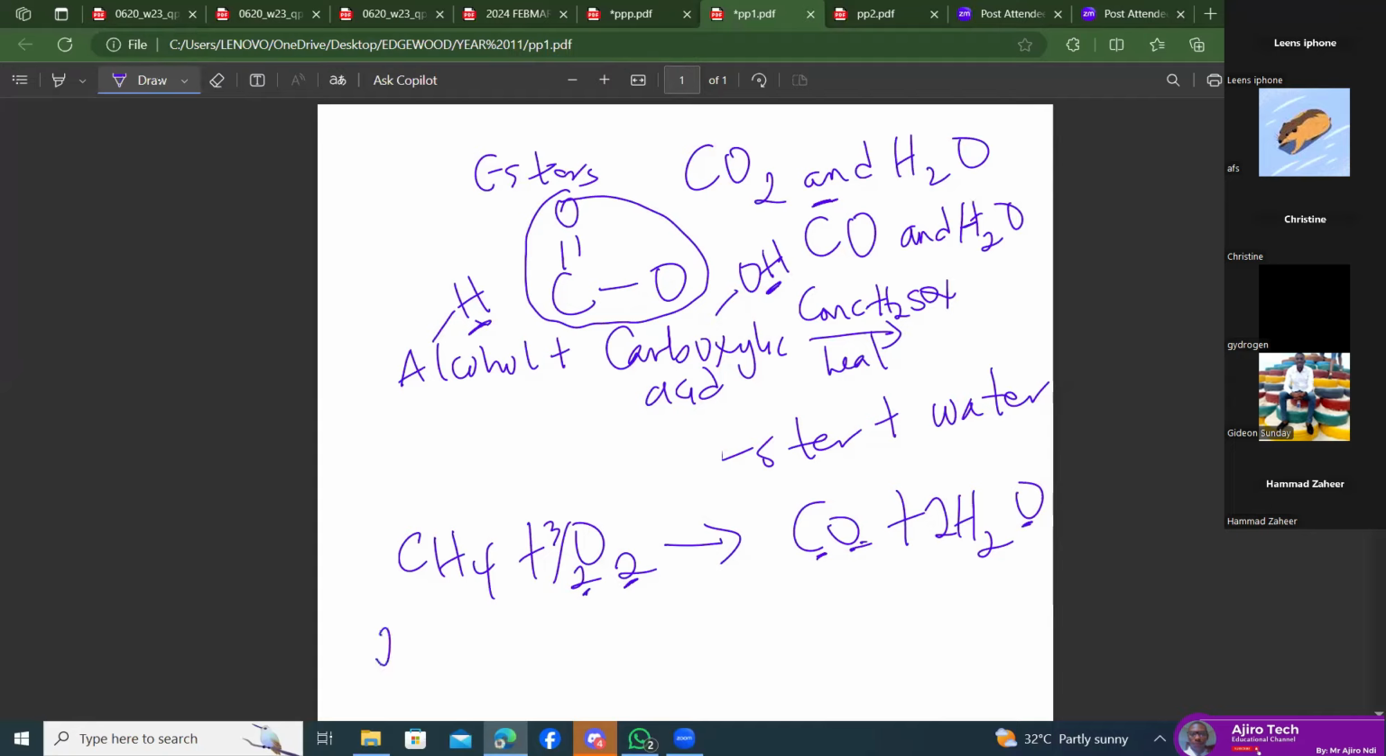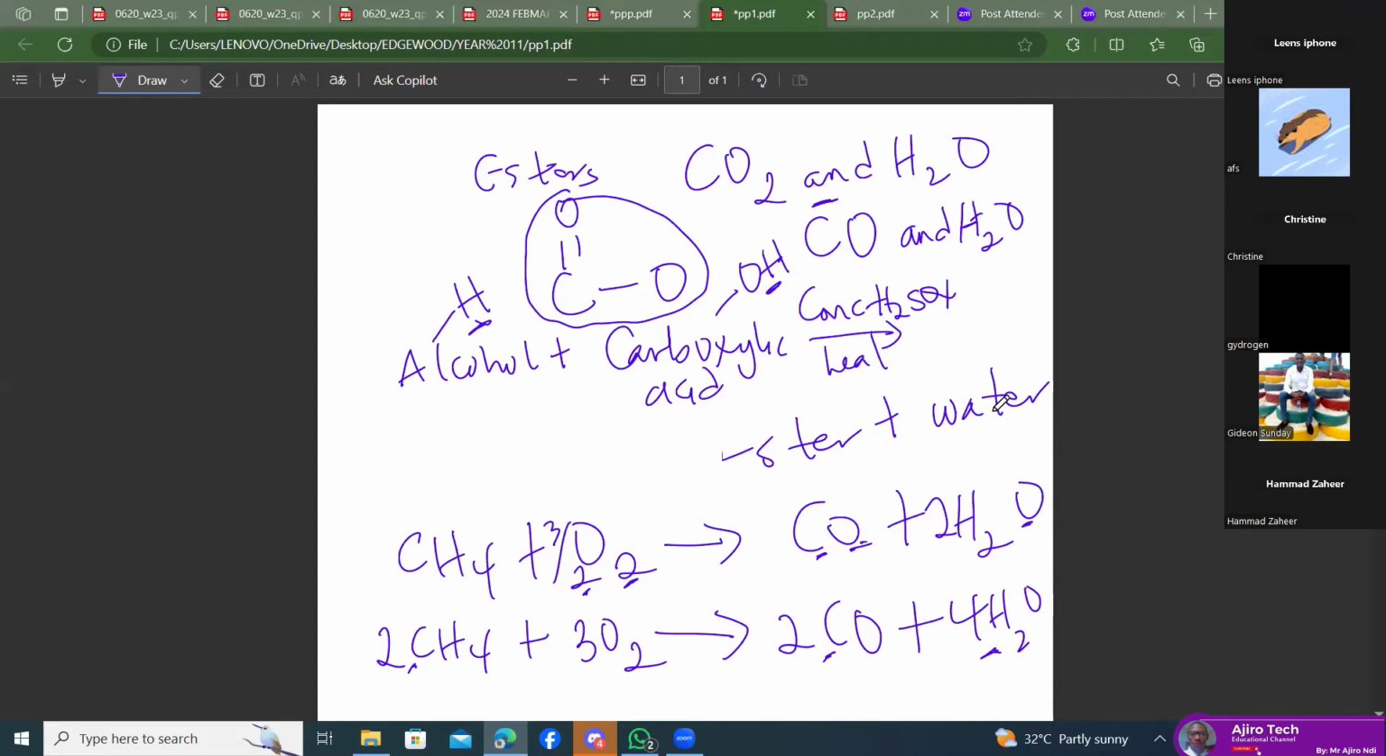We multiply by 2, and we are going to have 2CH4 plus 3O2, giving 2 carbon monoxide plus 4H2O. If you check now, you see that the reaction is balanced because we have 2 carbons, 8 hydrogens, 8 hydrogens, 6 oxygens, 6 oxygens. I believe I've answered the question of incomplete combustion of methane.